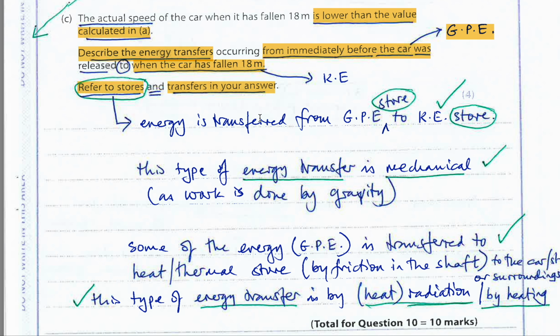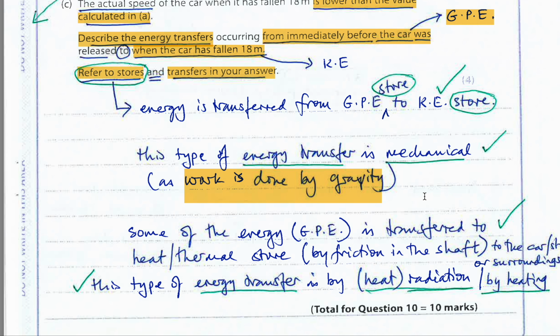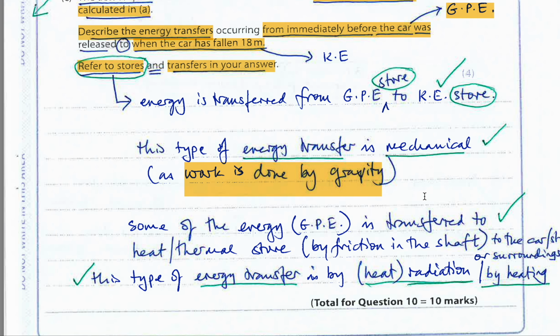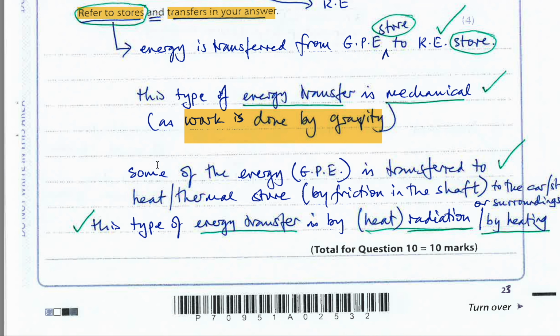Okay, so the energy stores is from gravitational potential energy store to kinetic energy store. This type of transfer is called a mechanical transfer because work is done. Yeah, in this case, the work is actually done by gravity. They may actually deliberately reduce the acceleration of the machine by having some friction, so it is less dangerous. So in the process, that friction is also going to produce some heat.